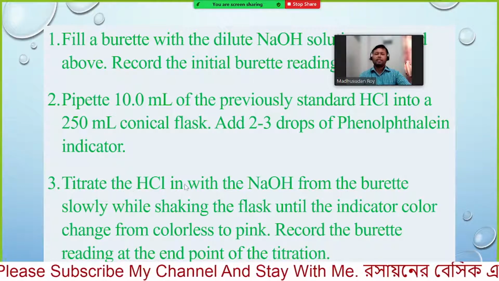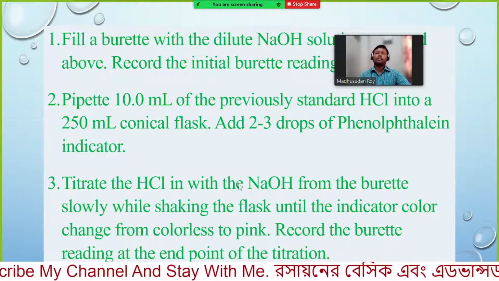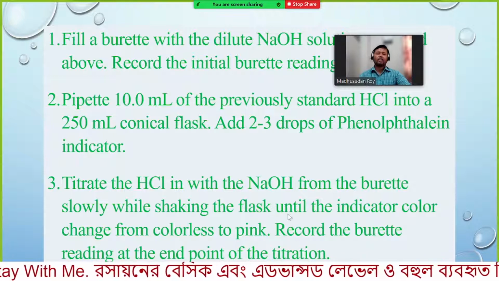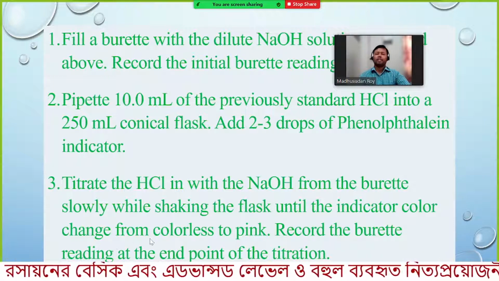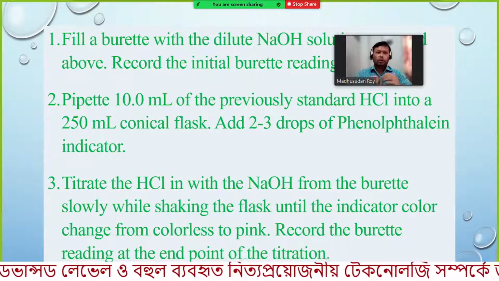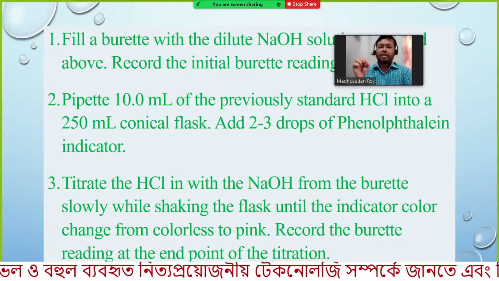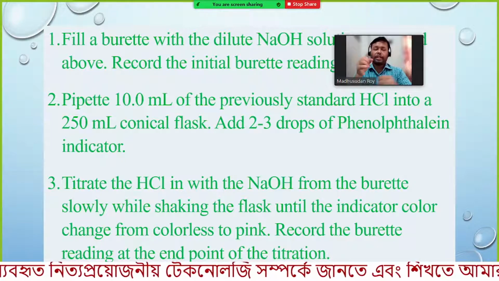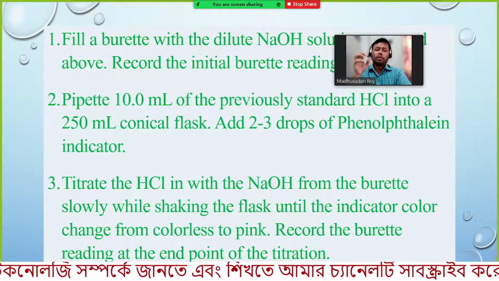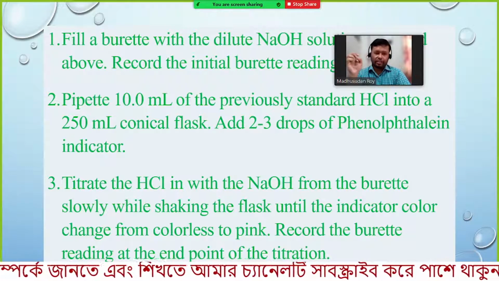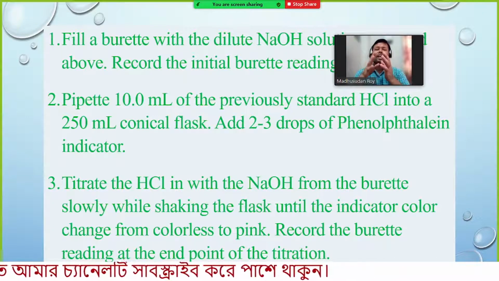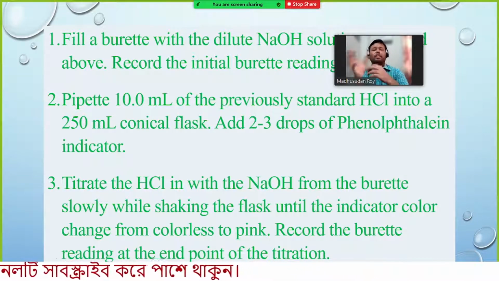Titrate the hydrochloric acid with the sodium hydroxide from the burette slowly, while shaking the flask, until the indicator color changes from colorless to pink. Add the sodium hydroxide from the burette drop by drop and shake the conical flask very well, so you can check the color change. At a certain point you will see the color coming and disappearing.